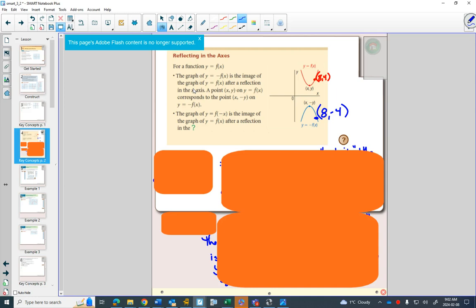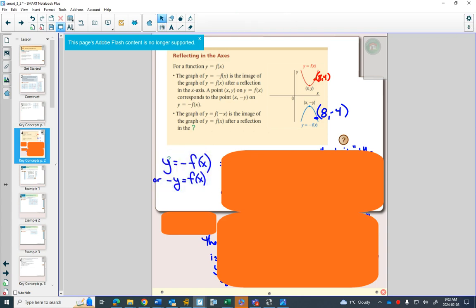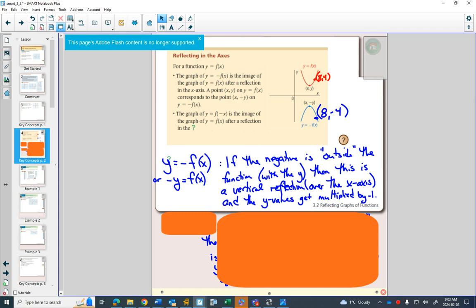Graphically, if you took all of your y values and made them negative, it would flip it or reflect it over the x-axis. And so what I'd like you to do is, off to the side where you have some space, write the following note. So you have y equals negative f of x. Sometimes that's written with a negative on the other side. And we'll say if the negative is outside the function, and sometimes this is called with the y because you could put the negative with the y, then this is a vertical reflection.